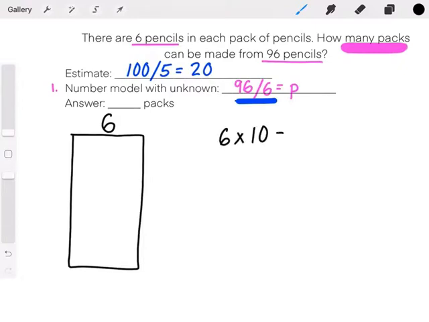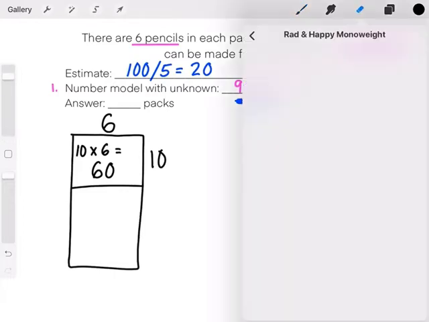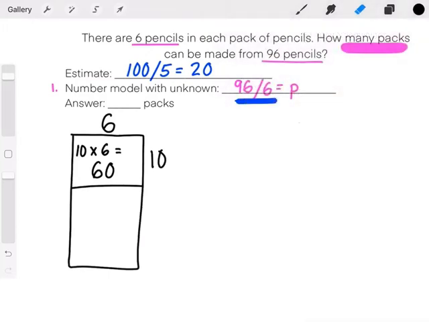6 times 10, which gives me 60. And I know that I can do 60 because 96 is greater than 60. So I'm going to come over here. I'm going to do 10 times 6 equals 60. So I know 10 times 6 is 60. So don't forget to write your total over here so you can keep track.